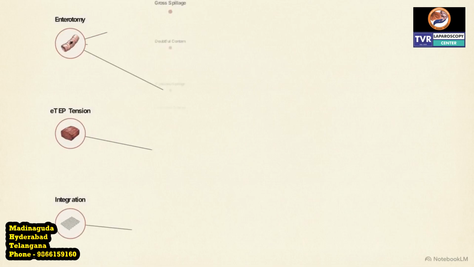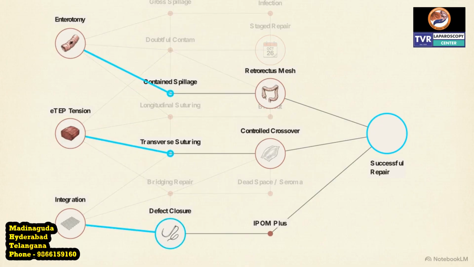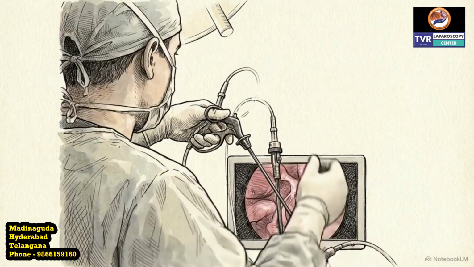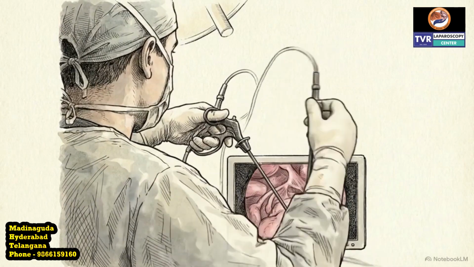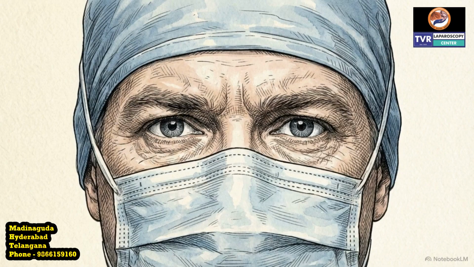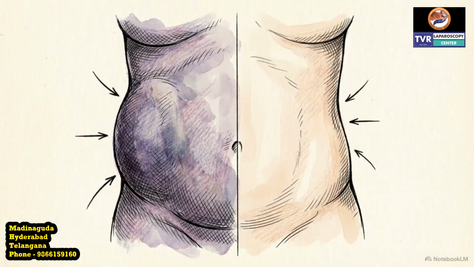This map connects the enterotomy matrix, the ETEP tension rules, and the IPOM Plus closure protocols into a single, unified flowchart. Fading the failure pathways reveals the optimized pathway, the specific algorithmic steps required for a successful repair. Successful outcomes rely on recognizing an error the second it occurs and instantly deploying the correct, standardized response from the matrix. The surgeon acts as an anatomical navigator, rigidly respecting the borders of tissue planes as robotic and extraperitoneal techniques continue to evolve.